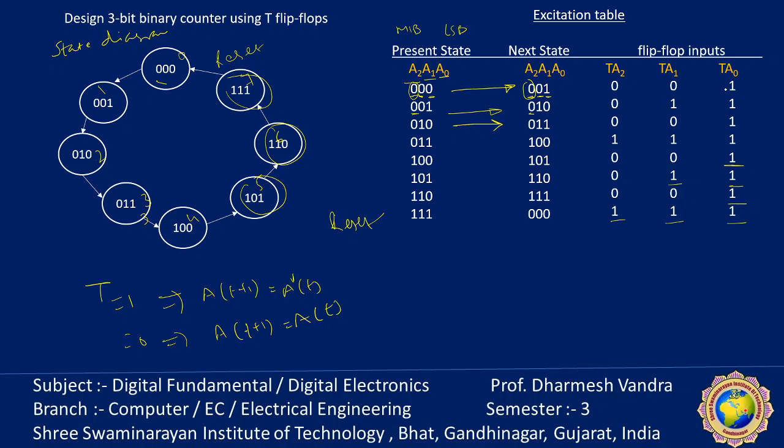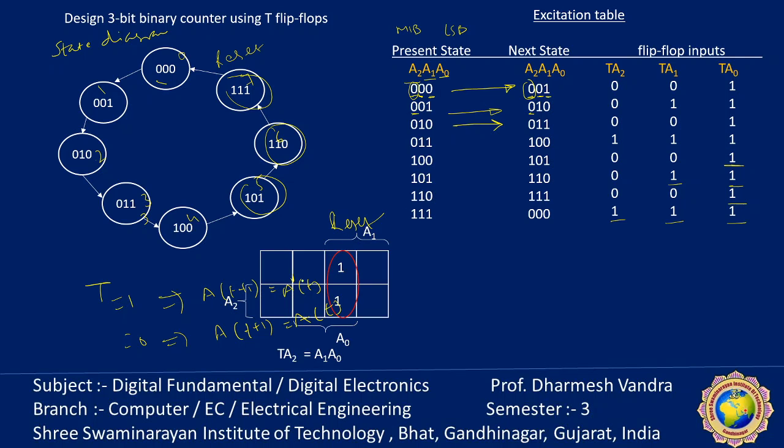Okay, now see the equation TA0. First we will start with this TA2 in terms of present states. In terms of present state, the K-map shows here that only two times the output is 1: 0, 1, 1 and the last triple 1. So in this way, the equation is TA2 equal to A1 A0.